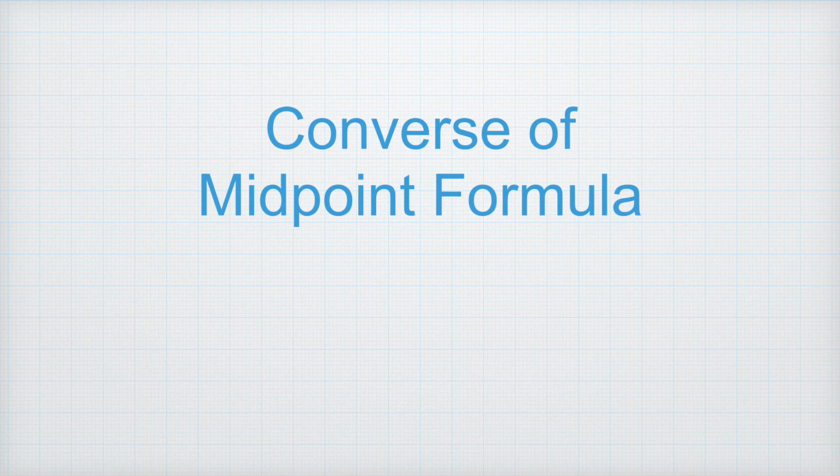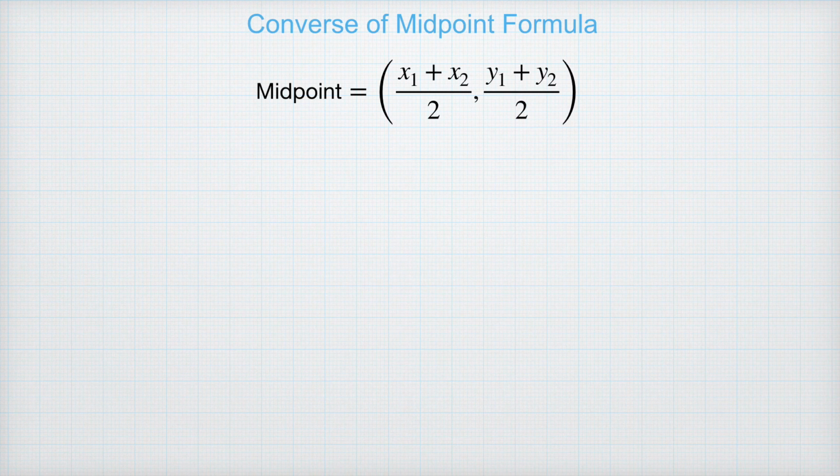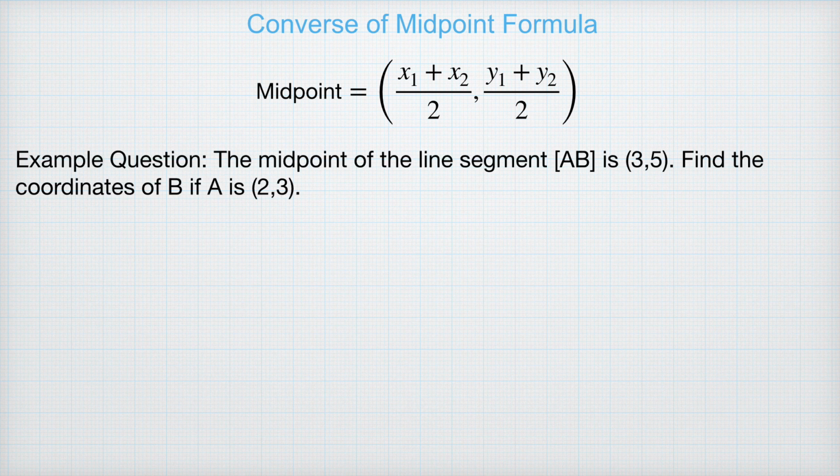We will take a look at the converse of the midpoint formula. If the midpoint of a line segment is known, then an unknown quantity within a coordinate can be found. Example question. The midpoint of the line segment AB is (3, 5). Find the coordinate of B if A is (2, 3).